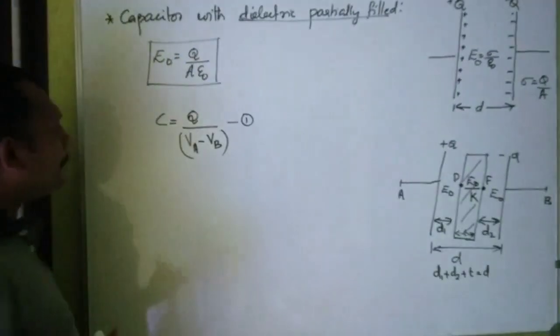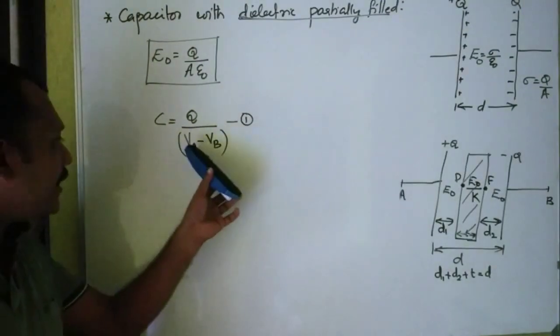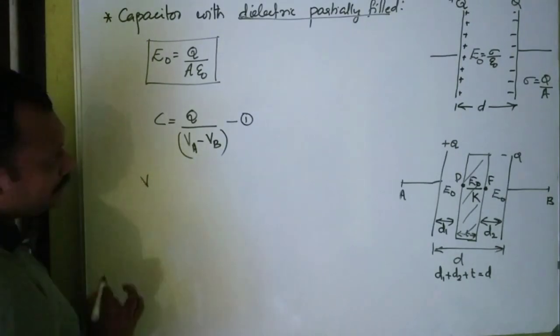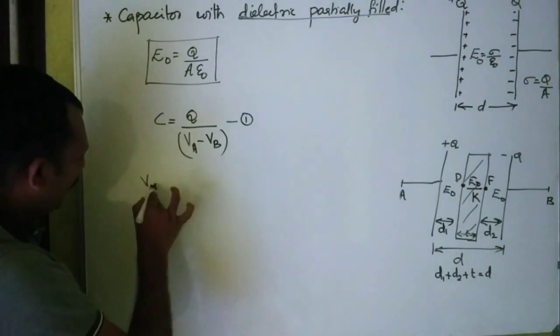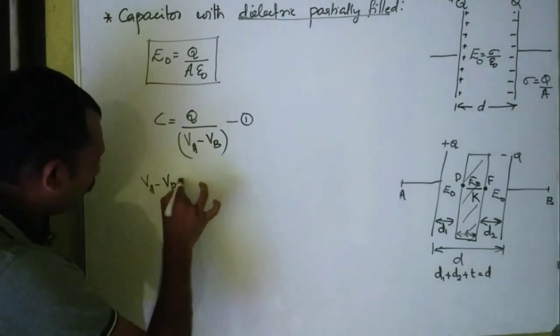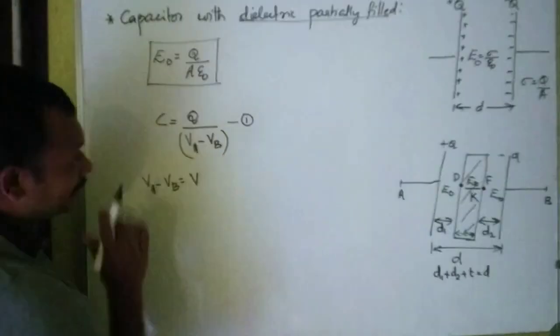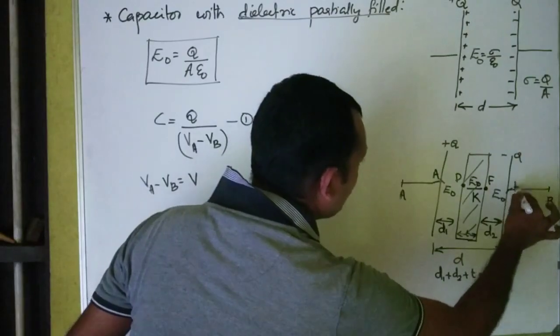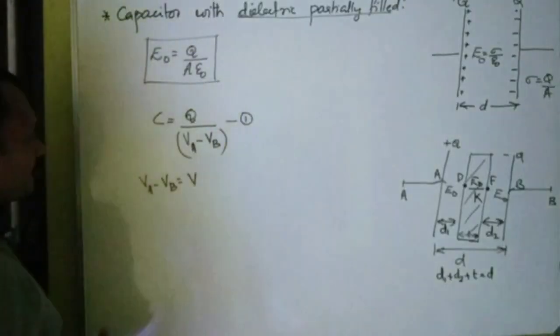Now, to complete this problem, I need the value of VA minus VB. That's what I'm going to find out. Please help me. VA minus VB is equal to, I'm going to write this in another way. This point is A and this point is B, right? Because they are joined by the same conductor.